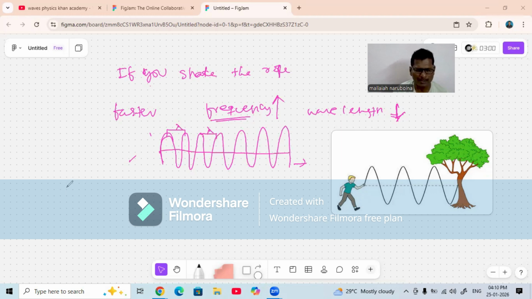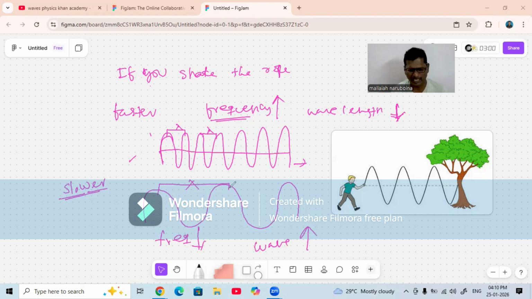If we move the rope slower, then what happens? See, that wave will be like this. Okay, in the same time, now see, wavelength is increased. If you shake the rope slowly, frequency decreases, wavelength increases. Here wavelength increases, number of waves are reduced. Earlier case more waves are formed, now a lesser number of waves are formed.